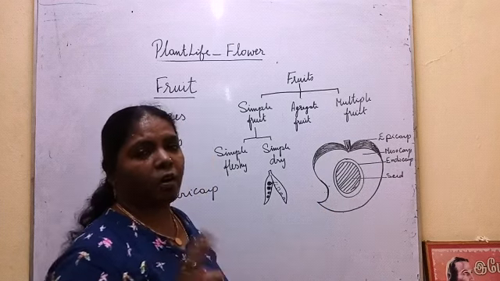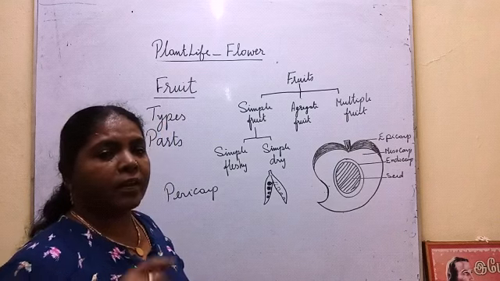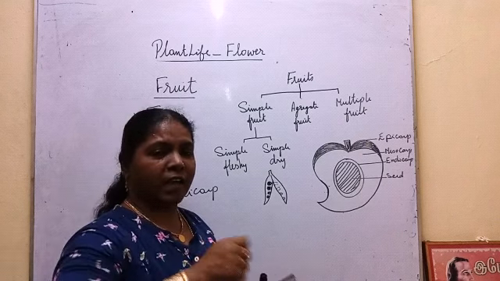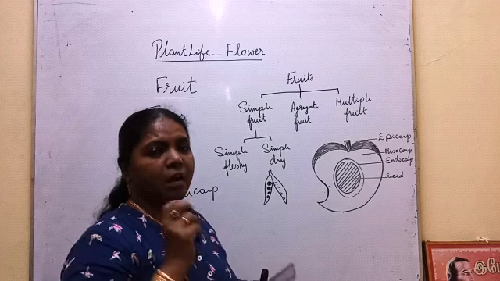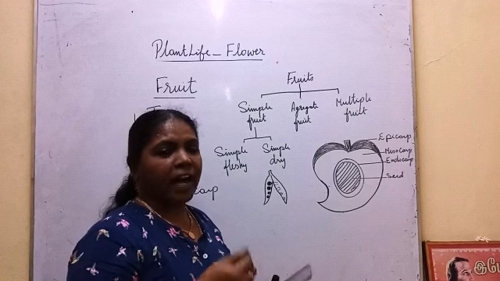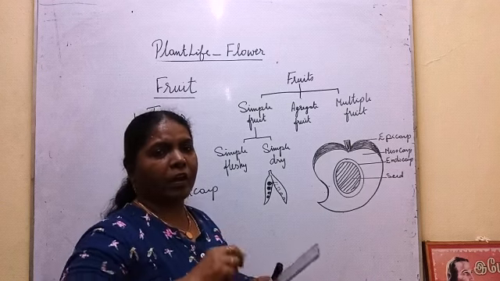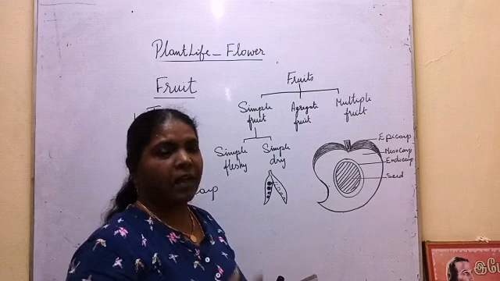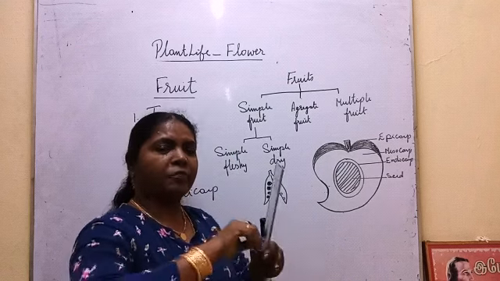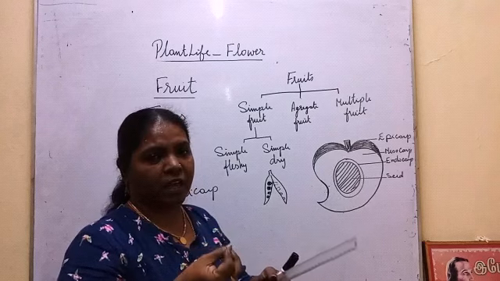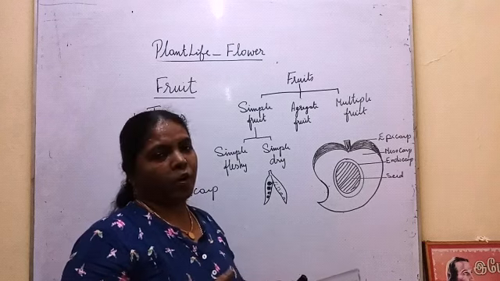If you take the orange, sweet lime and all, first we will remove the green color skin, that is epicarp. It is thick and leathery. After that we will remove the white layer, that is mesocarp. Then we will see the chambers. After removing the chambers only we will get the juicy hairs. The chambers will be endocarp.